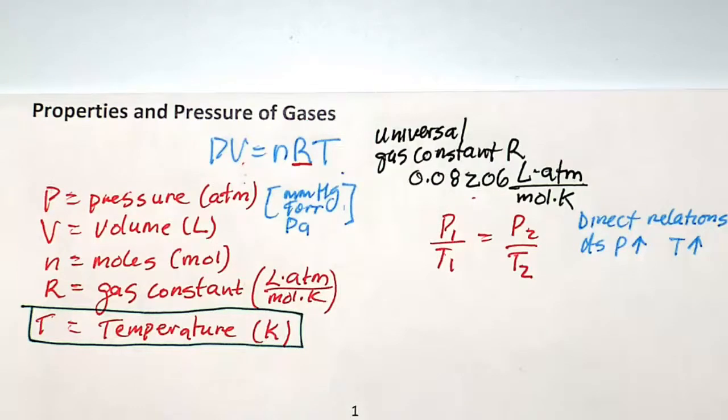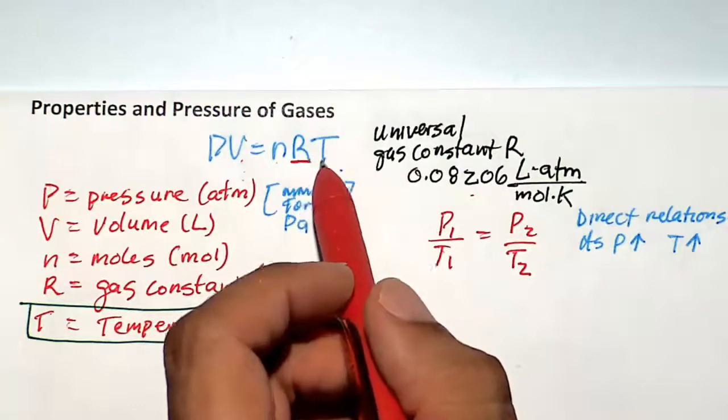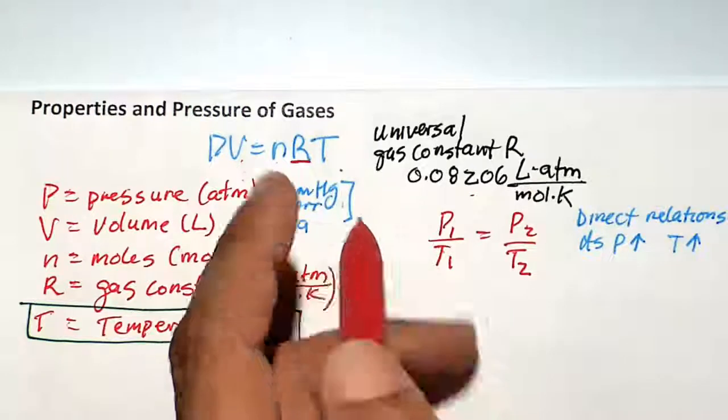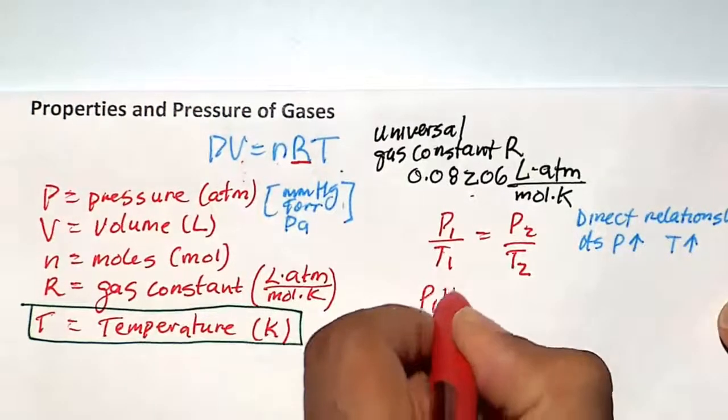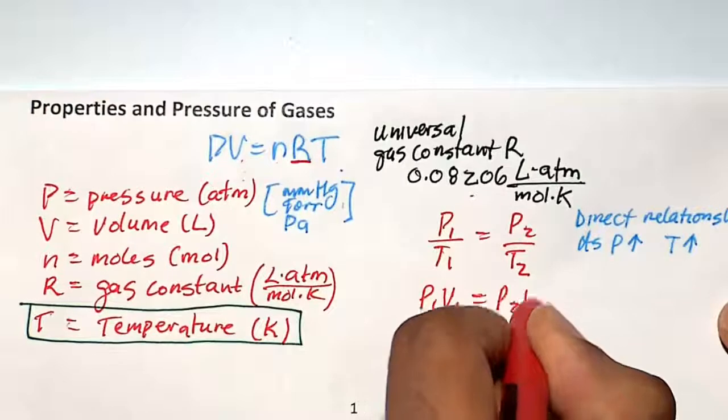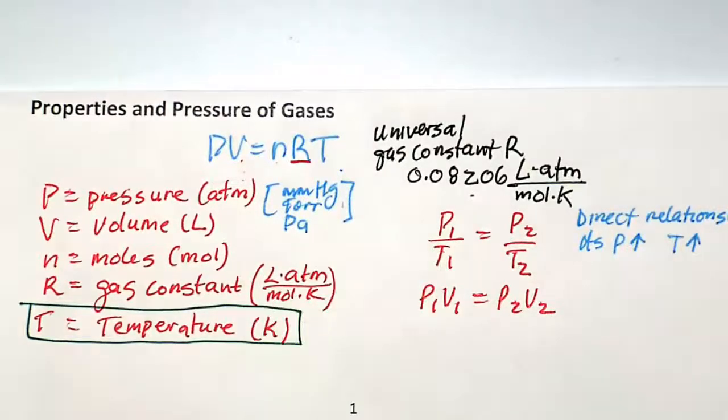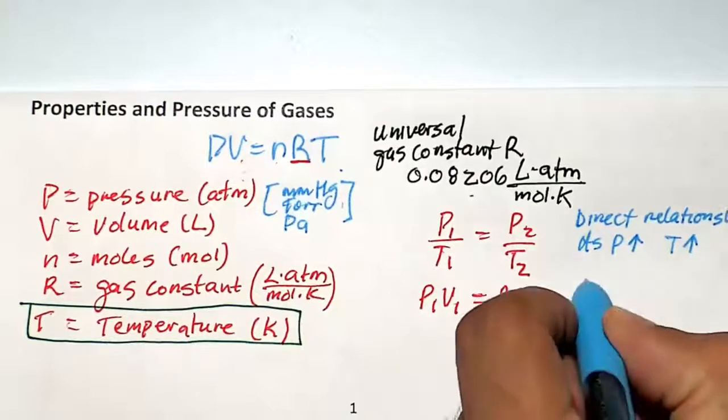Let's look at another relationship here. Let's look at the relationship between pressure and volume. So if I hold n as constant, R as constant, which will always be constant, and the temperature T is constant, I'll have P1 V1 is equal to P2 V2. This is an example of an indirect relationship. This is also known as Boyle's law.